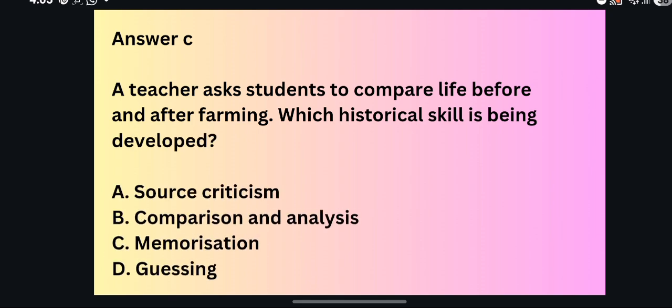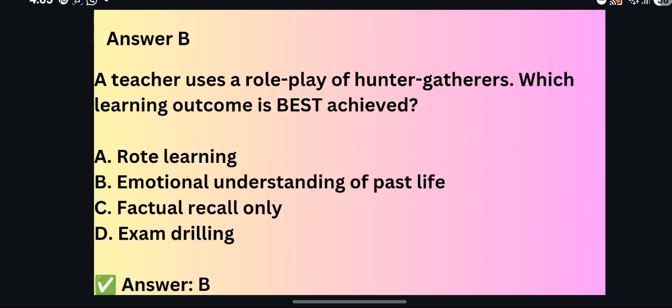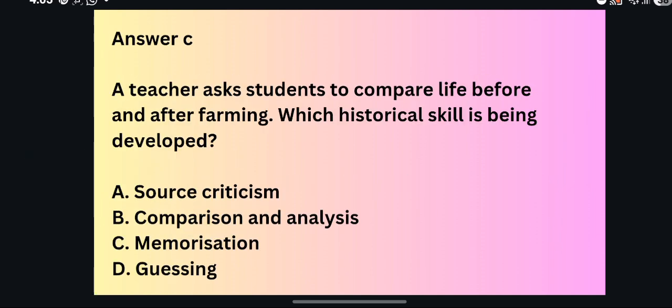A teacher asks students to compare life before and after farming. Which historical skill is being developed here? Source criticism, comparison and analysis, memorization, and guessing. The correct option is option B, comparison and analysis.